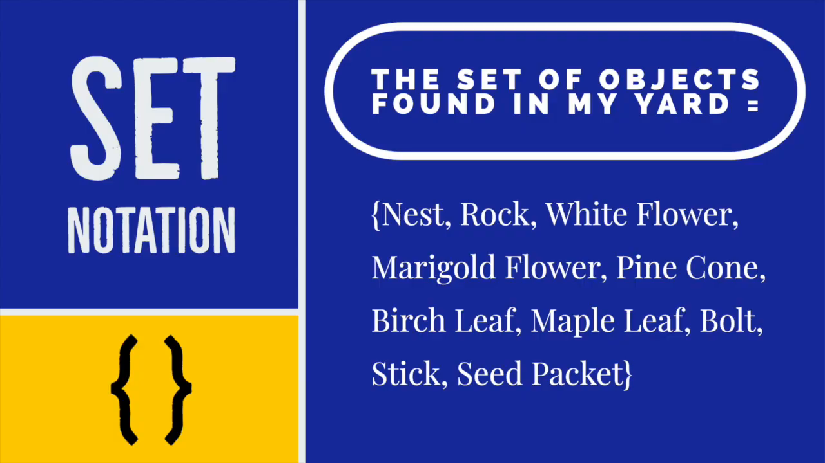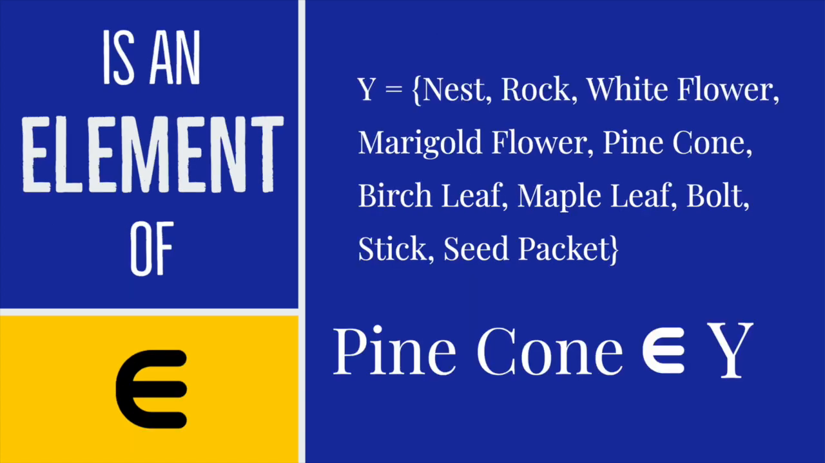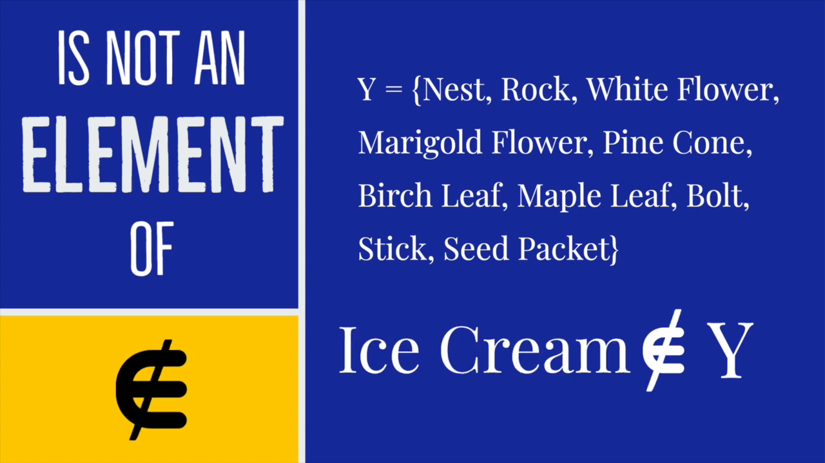To write out a set, we put curly set brackets around the names of each of the elements. And rather than write out the whole name, the set of objects found in my yard, we usually represent a set with a capital letter. We use this rounded E symbol to indicate when something is an element of a set. For example, pine cone is an element of the set Y. We put a slash through the symbol to indicate when something is not an element of a set. For instance, ice cream is not part of the set Y because I did not find ice cream in my yard. Sadness.